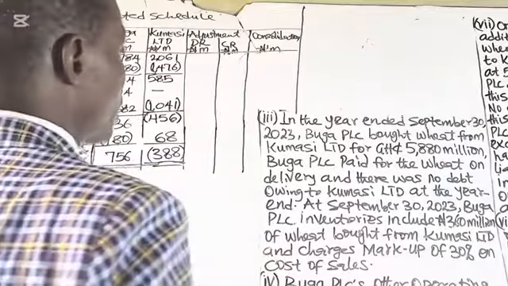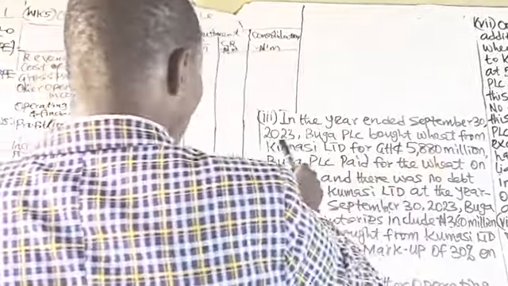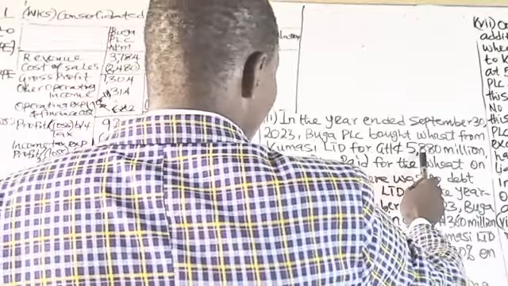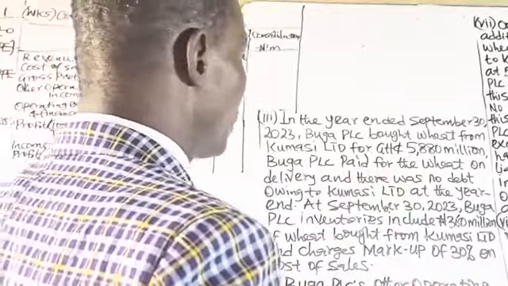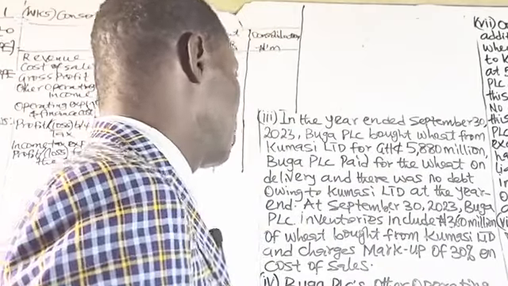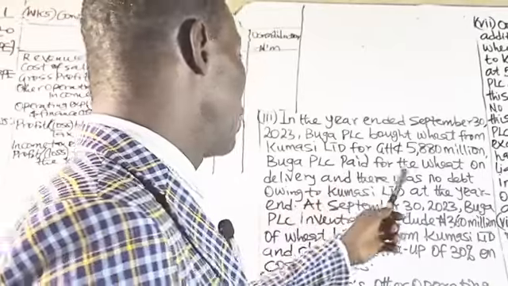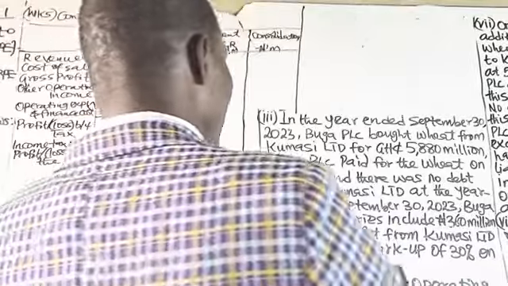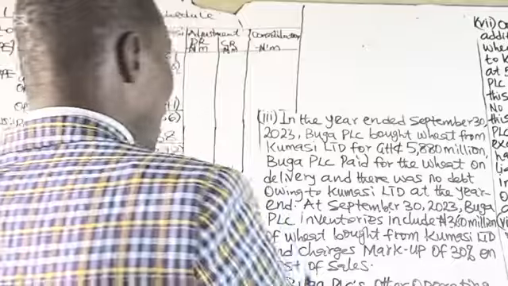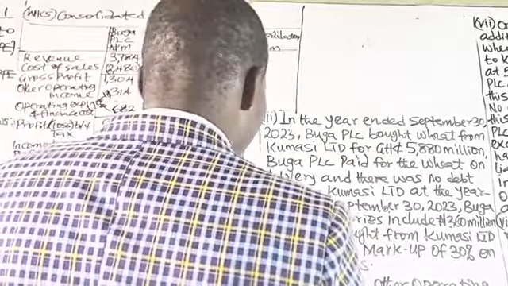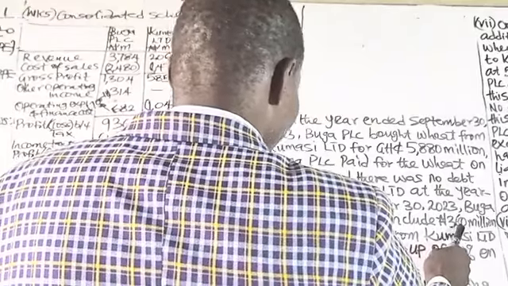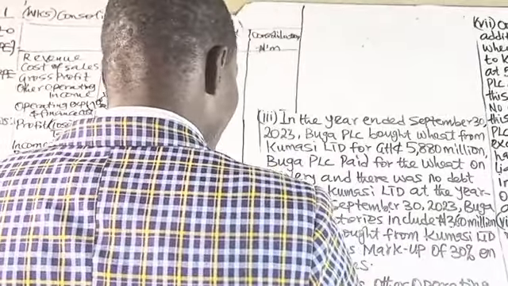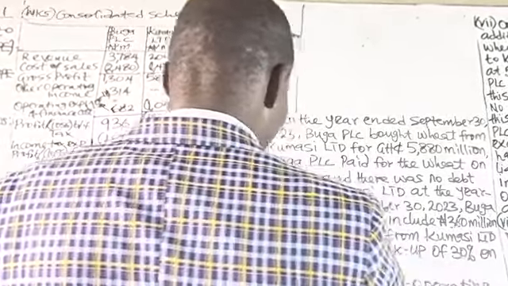Note 3. In the year ended September 30, 2023, Buga PLC bought wheat from Kumasi Limited for 5.88 billion Ghana cedis. Buga PLC paid for the wheat on delivery, and there was no debt owing to Kumasi Limited at the year end. At September 30, 2023, Buga PLC inventories included 360 million of wheat bought from Kumasi Limited, which charges a markup of 30% on cost of sales.